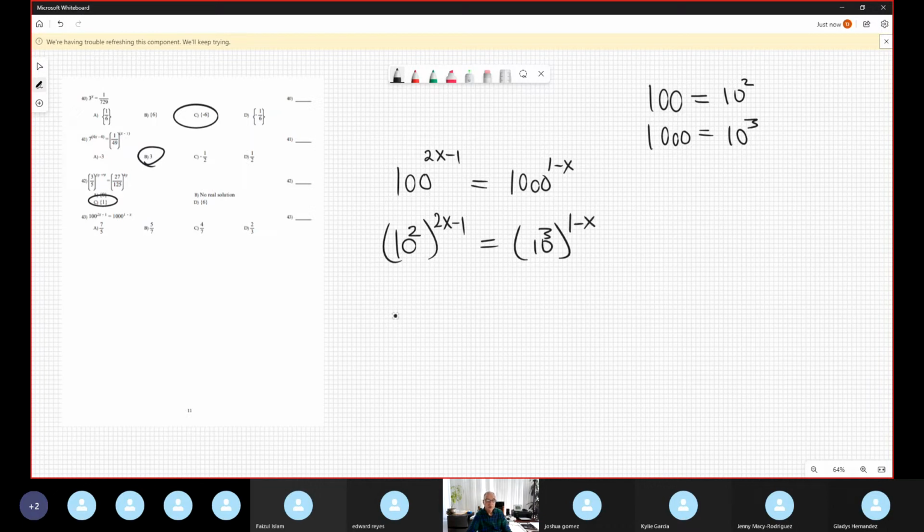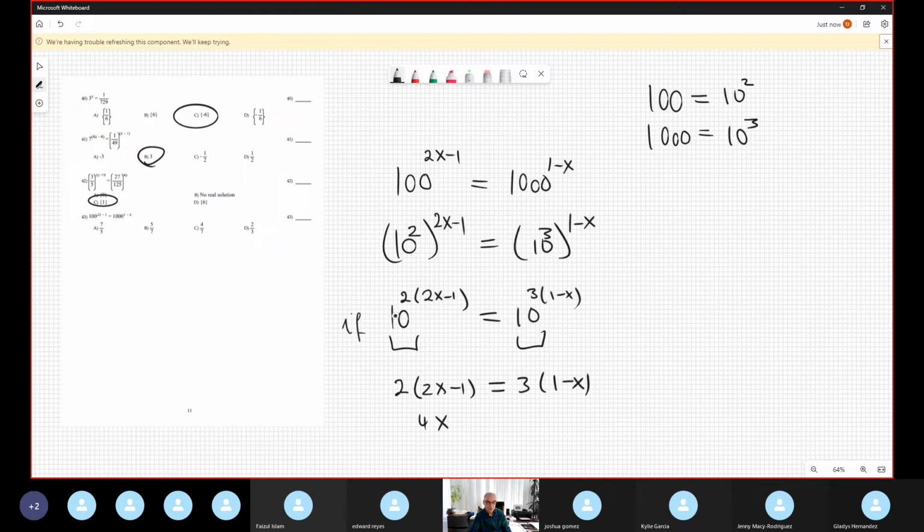6. Multiplication of the exponents: 10 to the parenthesis 2x minus 1 is equal to 10 to the 3 times 1 minus 6. Okay, cool. Same base, so the exponents are the same. 2 times 2x minus 1 is equal to 3 times 1 minus 6. So 4x minus 2 equals 3 minus 3x.